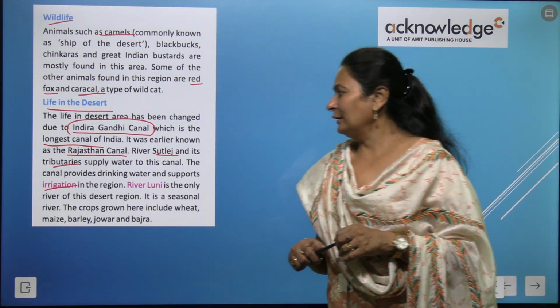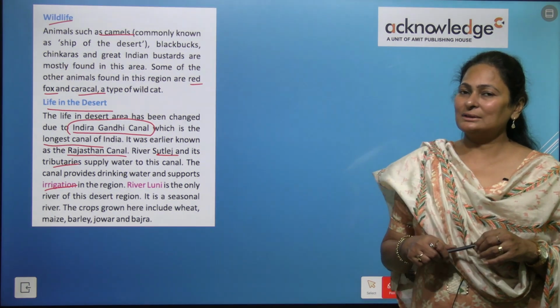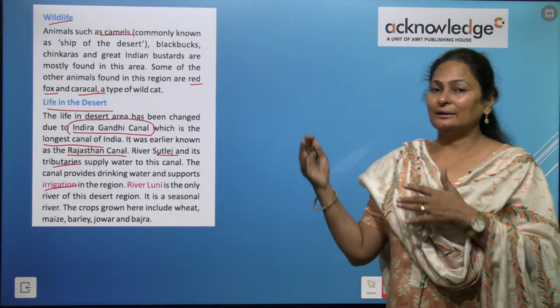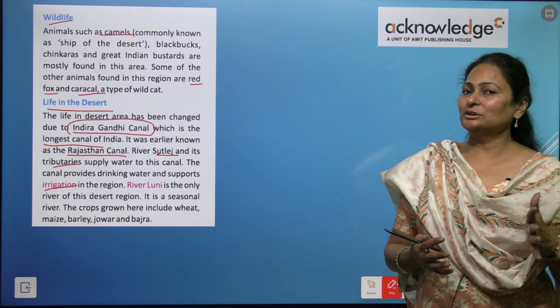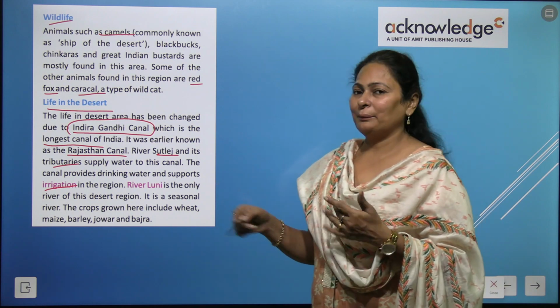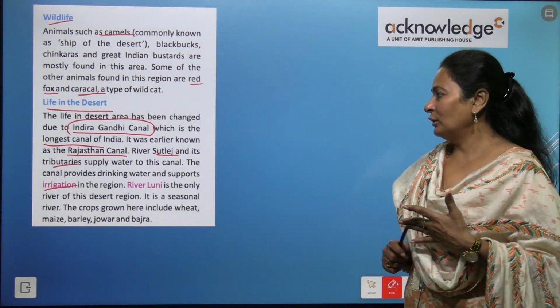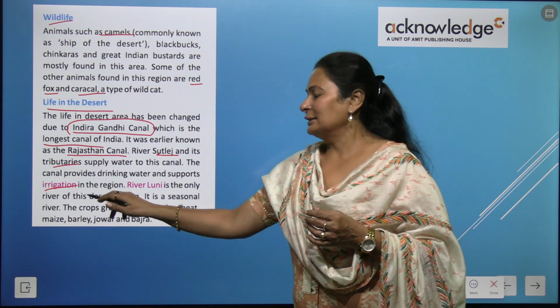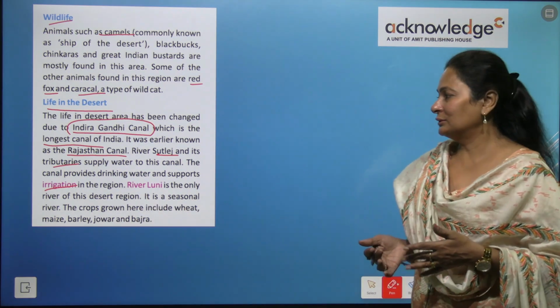Indira Gandhi Canal. The earlier name of this canal was Rajasthan Canal, and the water comes from the Satluj River and its tributaries to this canal. And because of this canal, drinking water is available for the people of Rajasthan, and it supports the irrigation too.